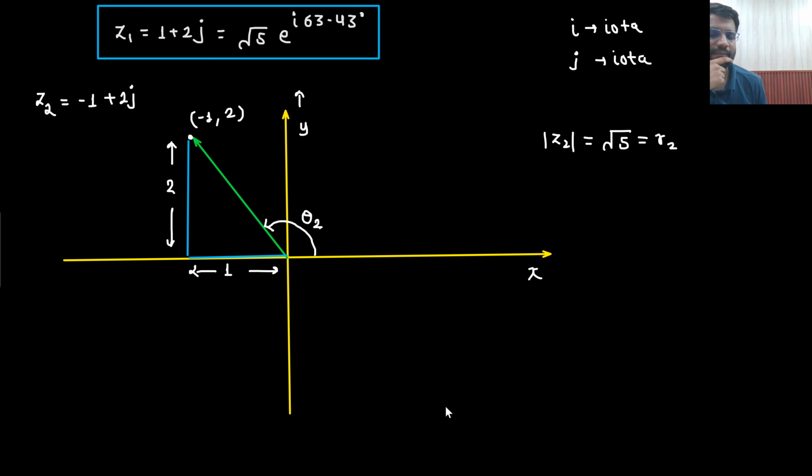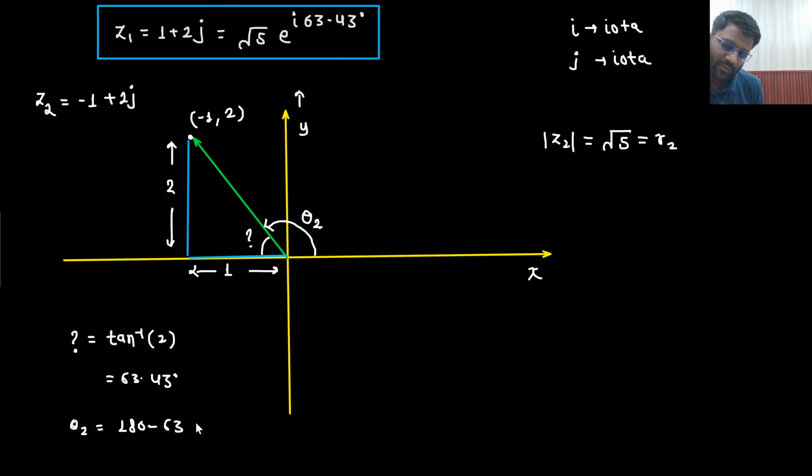What is the angle it is making? Sir, what I can do is find out this angle. This angle is nothing but tan inverse 2. Say yes or no? Tan inverse 2, which is 63.43 degrees. So what will theta 2 be? Theta 2 would be nothing but 180 degrees minus 63.43 degrees.